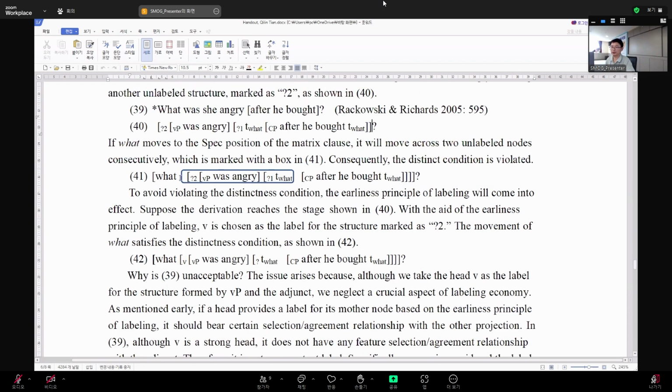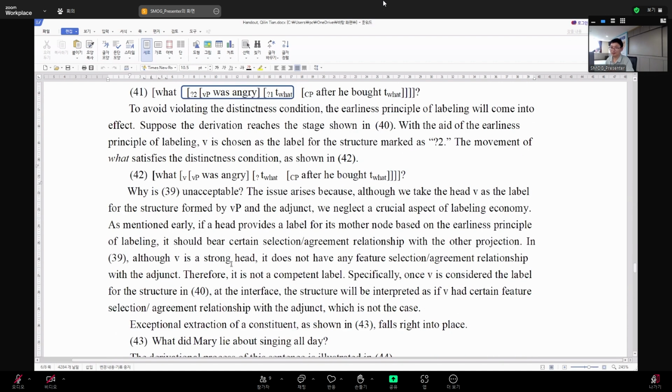When such a structure is derived, V should try to provide a label for its mother node, and then the movement of what will not violate the distinctness condition. But the structure is unacceptable. What is the reason? I think one point is neglected. That is, if a head tries to provide a label for its mother node based on the earliest principle, the head should have a certain selectional relationship with the other projection. In this structure, V has no selectional relationship or agreement relationship with the adjunct, so the structure is unacceptable. That is, V cannot provide a label for its mother node.